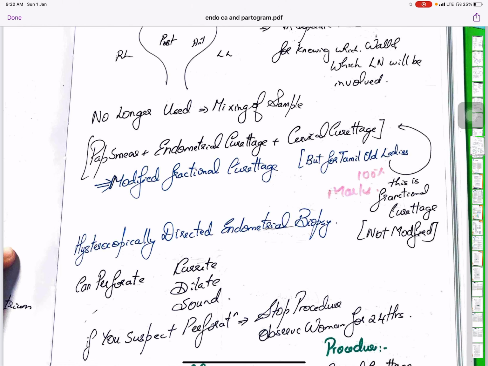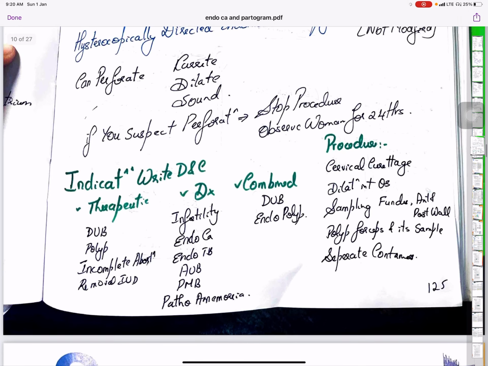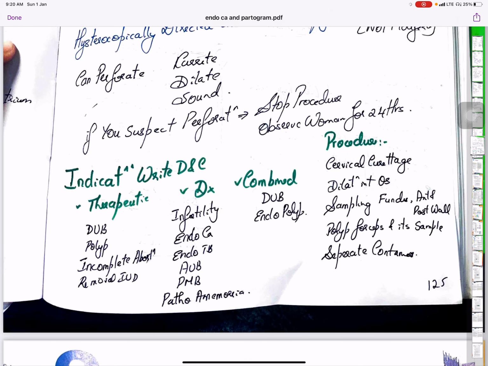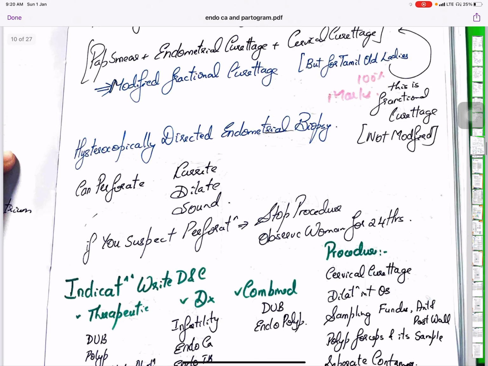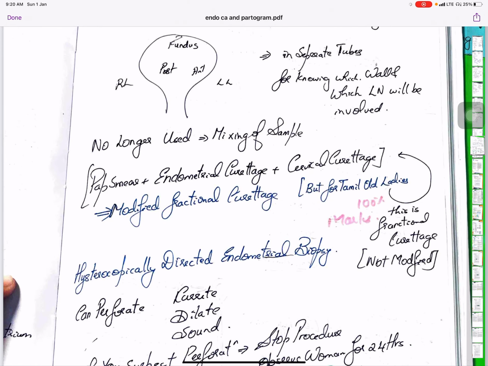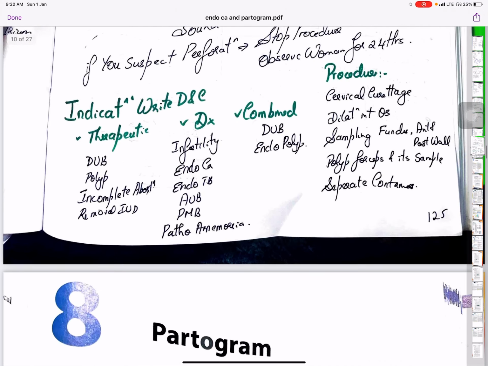Yeah, first you should put a uterine sound. Before dilatation and curettage, you put the uterine sound. Yeah, that I forgot. If there is perforation, you stop the procedure. So that's it about curettage, okay.